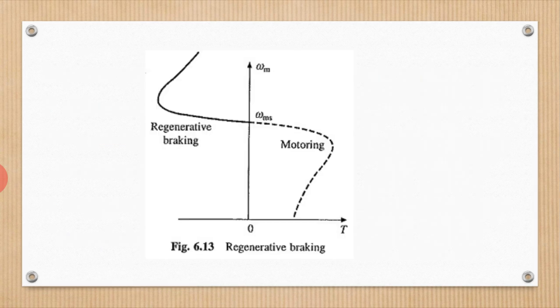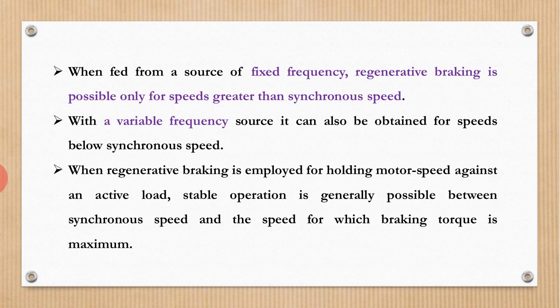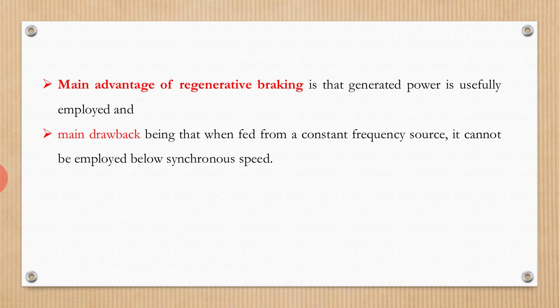giving the regenerative braking. Further, when it is fed from a fixed frequency, regenerative braking is possible only for speed greater than synchronous speed, and with a variable frequency source, it can also be obtained for speed below synchronous speed. The advantage is that the generated power we can usefully employ. The main drawback is that with a constant frequency source, it cannot be employed below synchronous speed; we can use it only above synchronous speed.